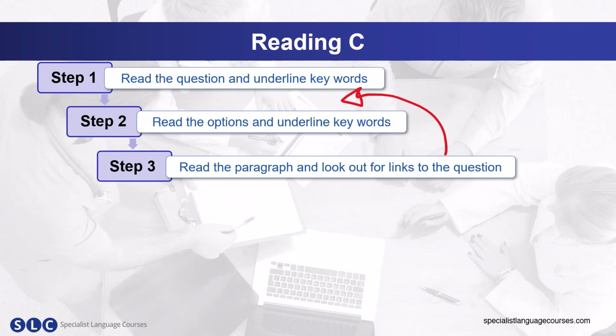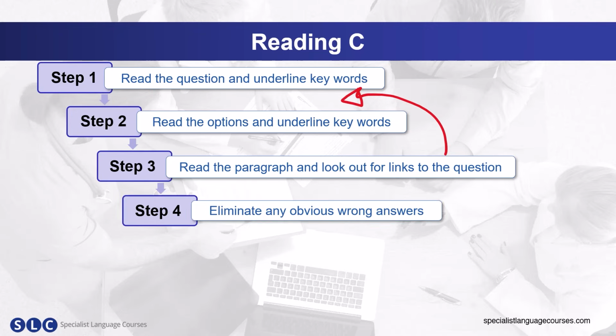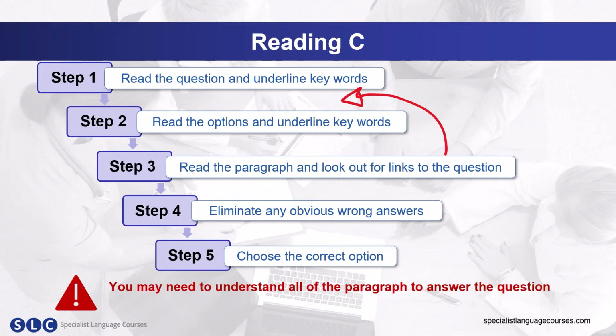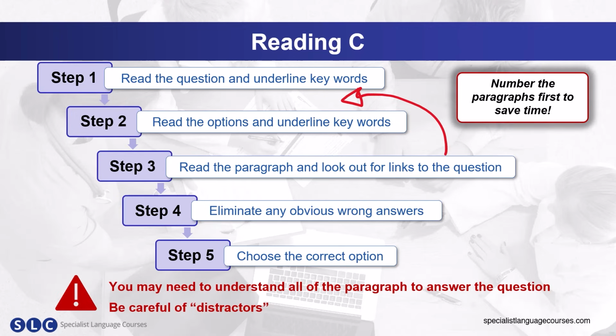Now, again, you could do this before reading the options. Step 4, eliminate any obvious wrong answers. Step 5, choose the correct option. You may need to understand all of the paragraph to answer the question, and like with B, be careful of distractors. It's also a good idea to number the paragraphs first to save time.